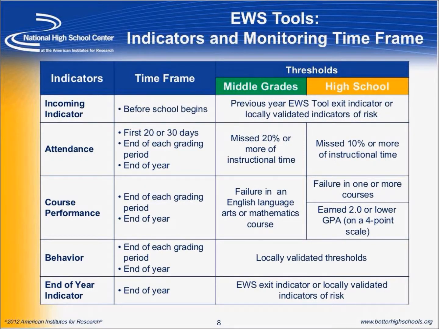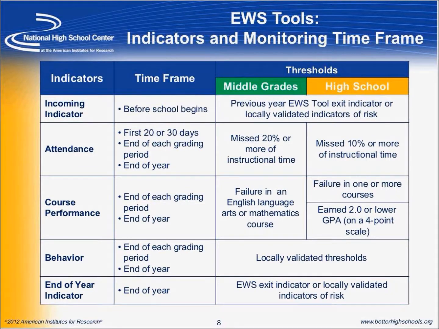But as you can see in the table before you, it really describes each of the indicators we're talking about, the time frame in which they can be observed, and remember, I mentioned that the tool has to be updated throughout the school year, as well as the risk thresholds for both middle grades and high school. These are based on research conducted in places such as Chicago, Philadelphia, and Baltimore, and National High School Center tools use this as the basis for the tool, and the settings of the default risk thresholds.